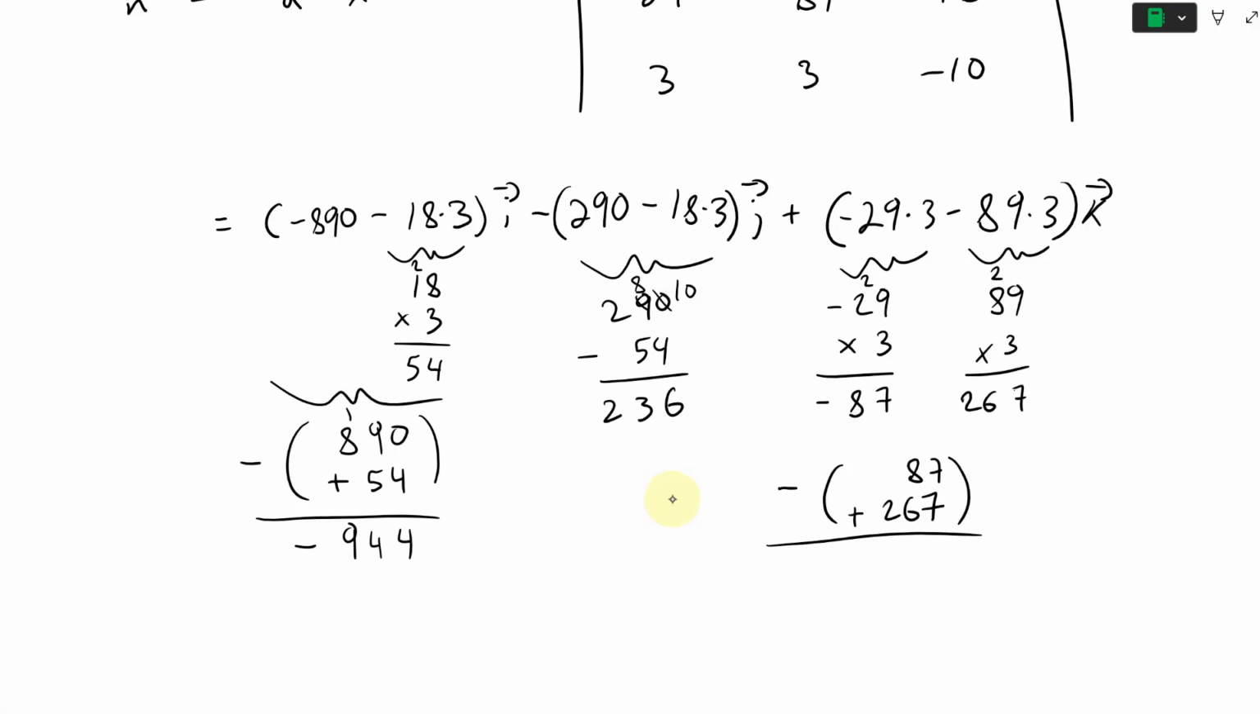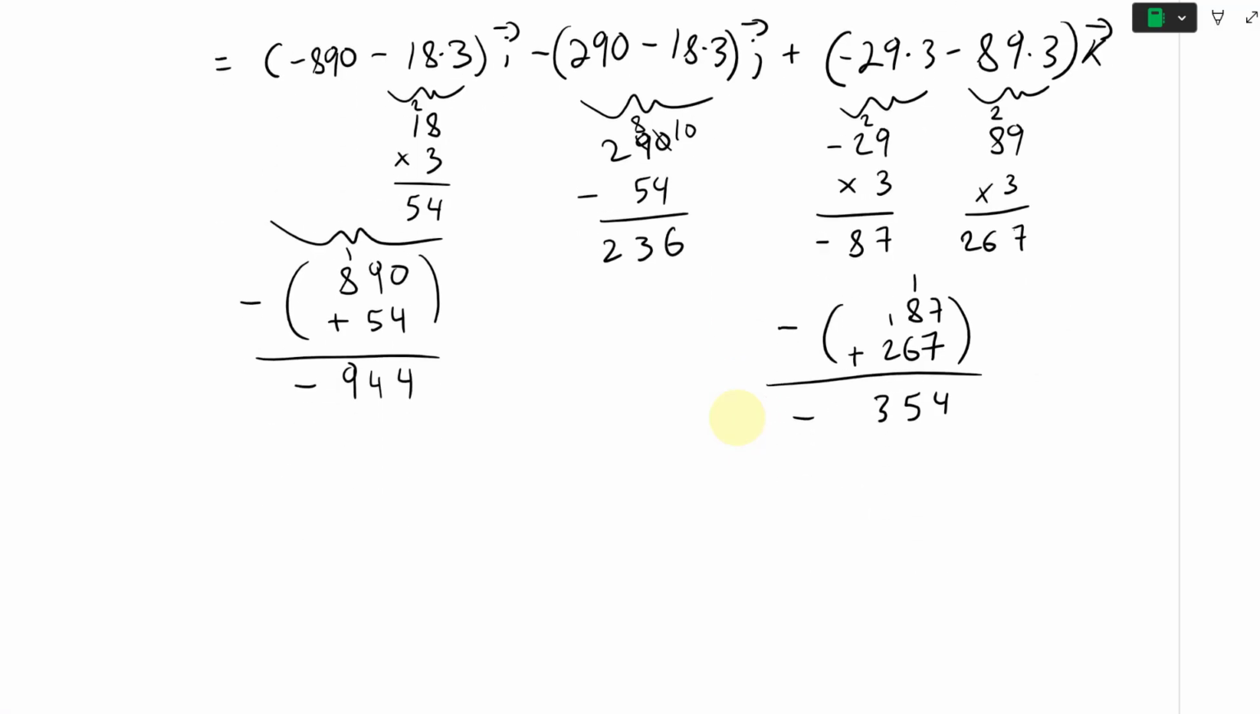So this is going to be 8, 7. So 7 plus 7. Oh, it's not writing. Okay, 7 plus 7 is 14. Carry the 1, 8 is going to 9. Plus 6 is 15. So put a 1. It's going to be 3. So negative 354.